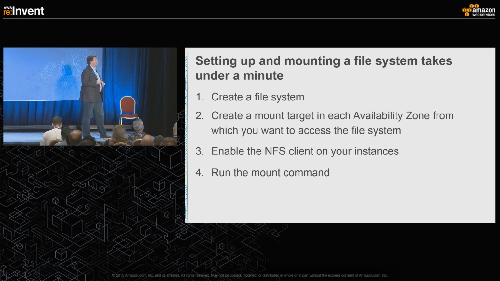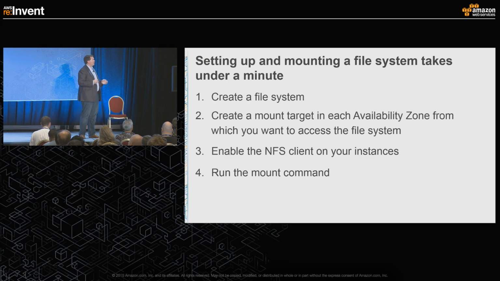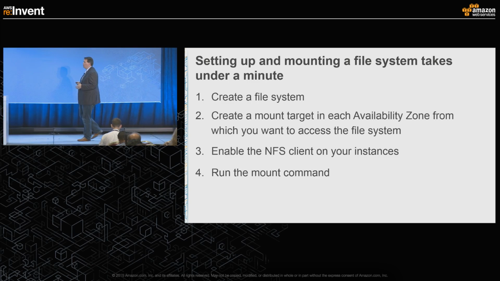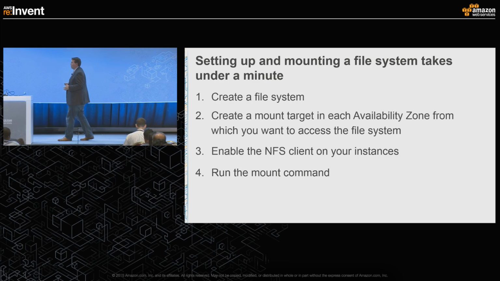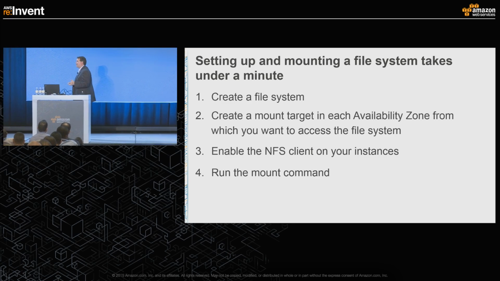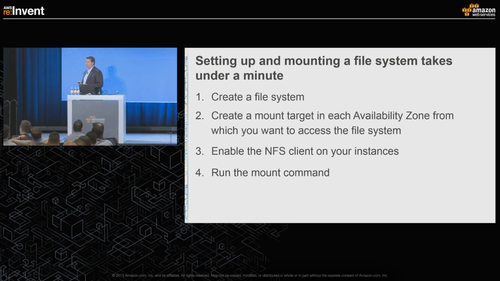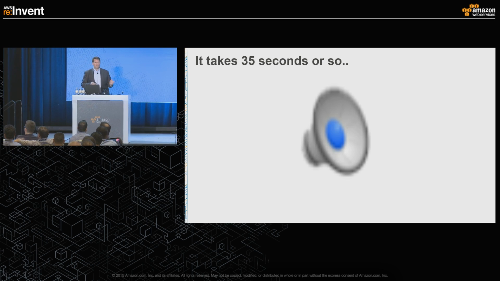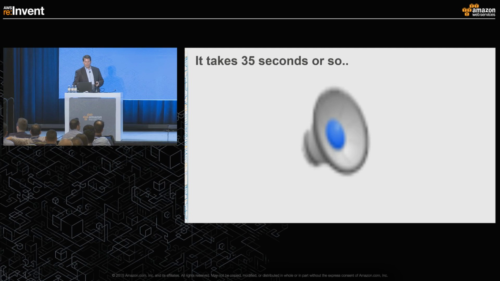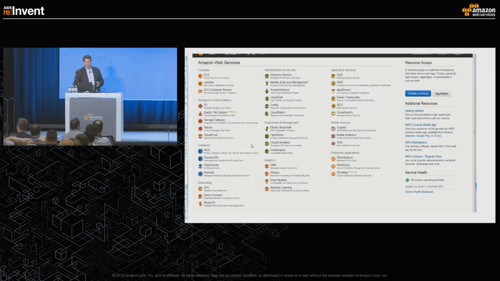So setting up and mounting a file system takes under a minute. So we're going to create a file system here in just a second. We're going to mount it. We'll create the mount target and declare which individual availability zones you want to have access to a given file system. We'll enable NFS on your client if it's not there, and then we'll run the mount command. So I said it takes about a minute. With the help of Camtasia, it'll actually take about 35 seconds here. And we'll stop and start along the way so that you can have some exposure to each one of the processes.